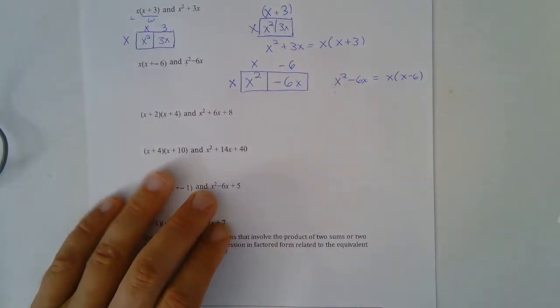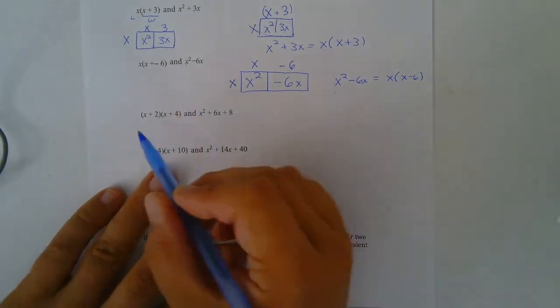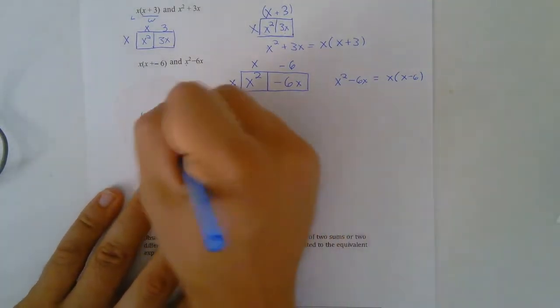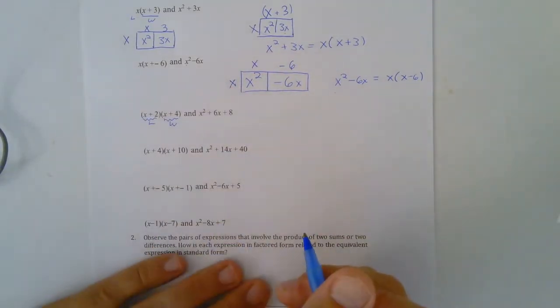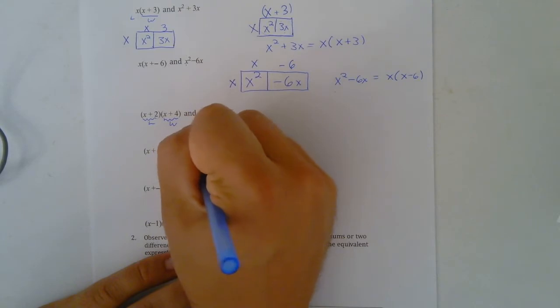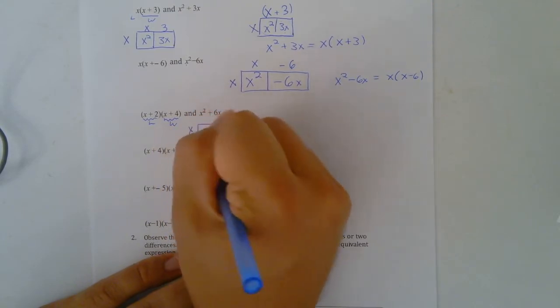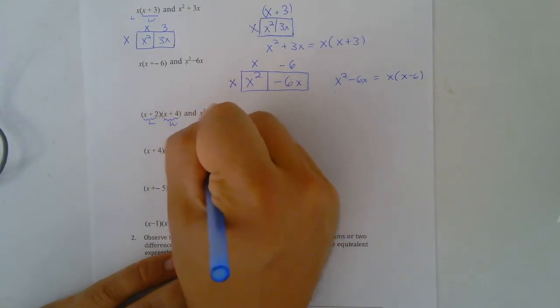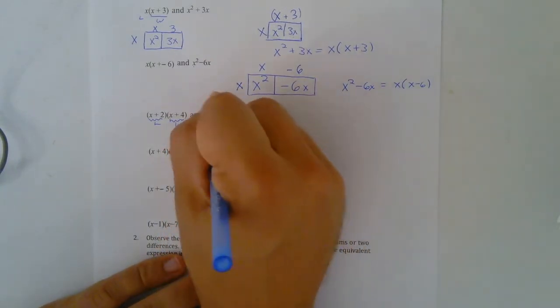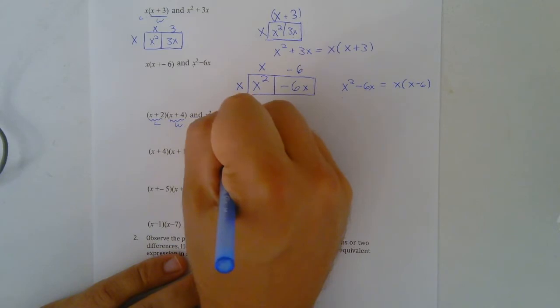Now this piece is a little bit more complicated, so I'm going to show it twice. So here's the length, here's the width. So to draw my area model, we would have x and 2. So I draw in a rectangle, and I put it like that. And then for my width, I would have x and then 4.